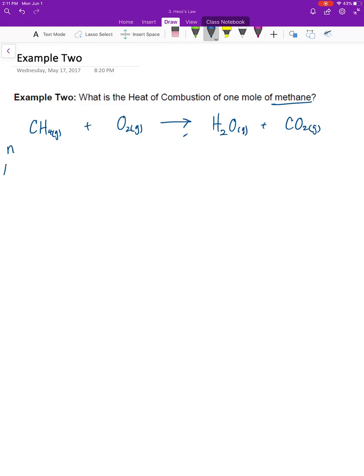So again, number of moles and standard heats of formation. And this is going to be kilojoules per mole. We're just going to balance our equation first. 1 carbon, 1 carbon. 4 hydrogens. We need 2 waters. That means I've got two oxygens here, plus 2 oxygens from carbon dioxide, so 4. So I need a 2 in front of my oxygen, and we're balanced. So number of moles: methane 1, oxygen 2, water 2, carbon dioxide 1.